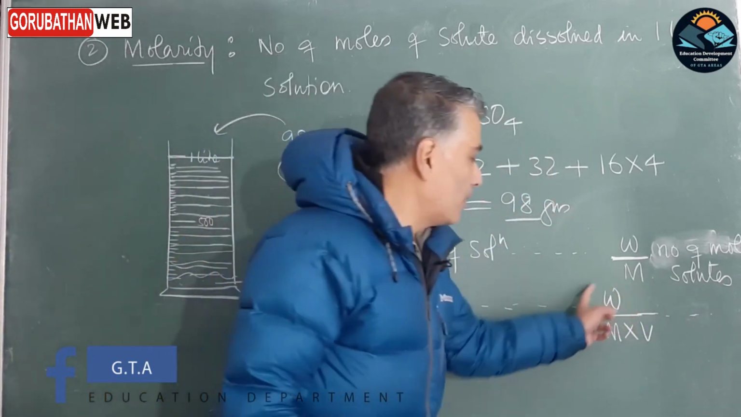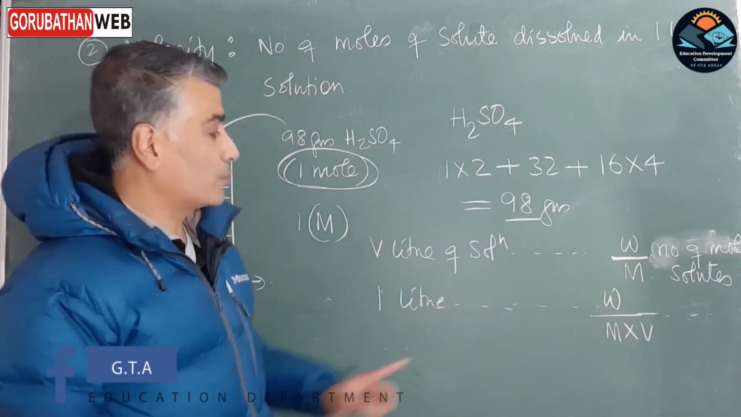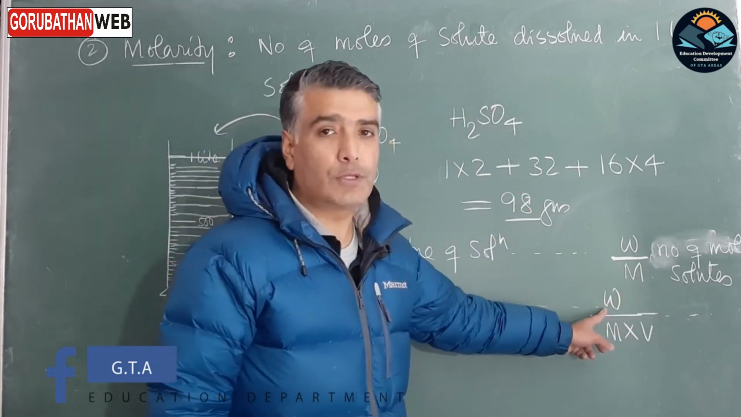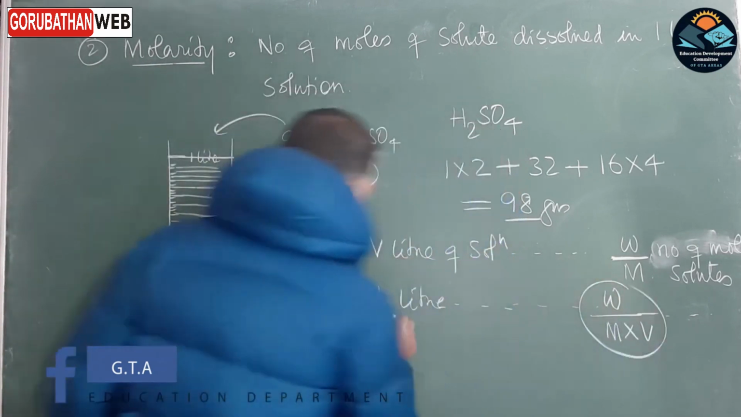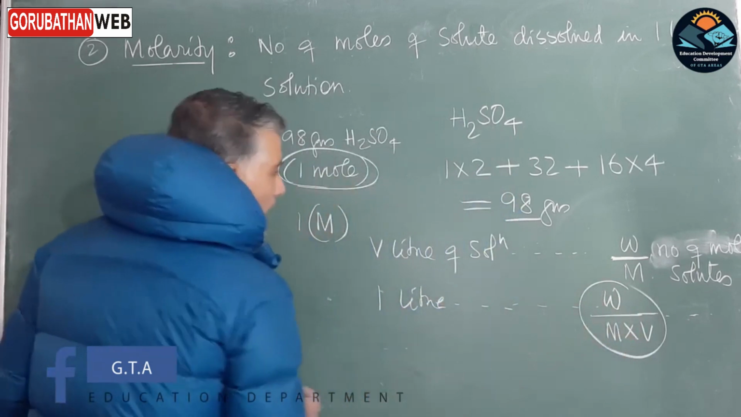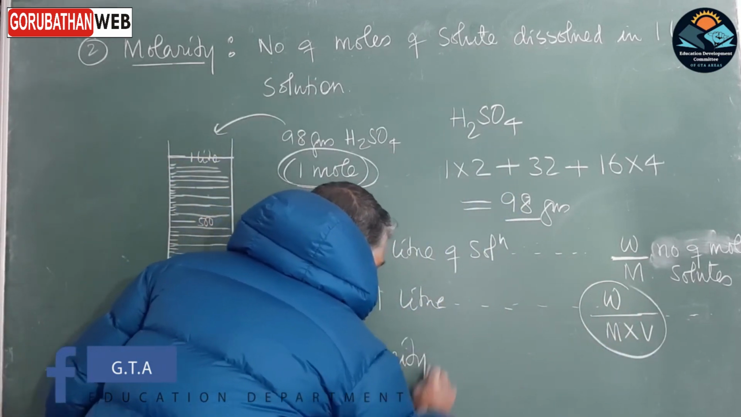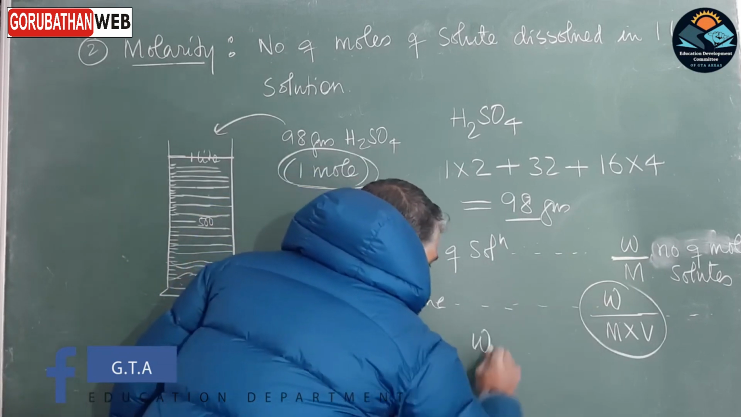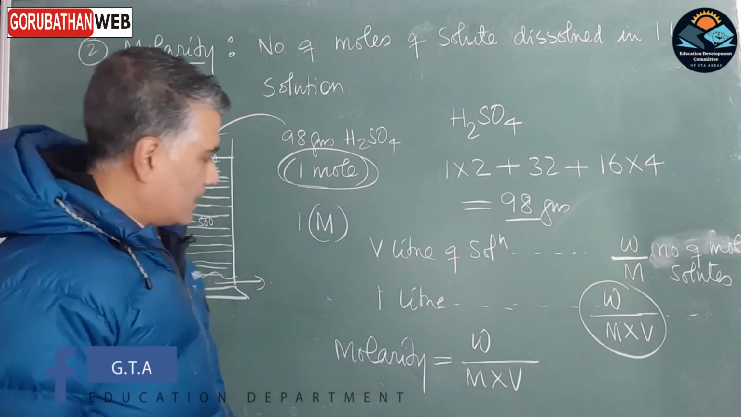And whatever is the number of moles of solute dissolved in 1 liter, according to the definition, that is going to be the molarity of this solution, or the concentration of this solution in molarity. So I've got these many moles in 1 liter, and that number of moles in 1 liter is molarity. So what's the formula for molarity? We saw the formula for molarity is W by M by V. So let's see what this W is.